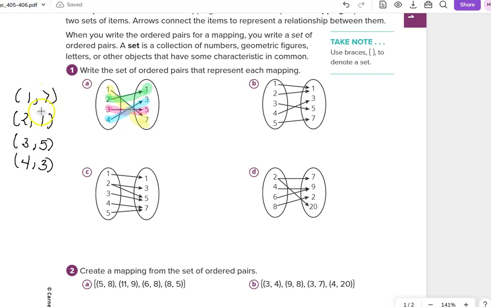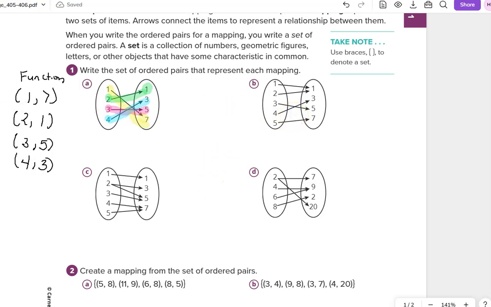I had one number for every input. So 1 was an input, and I only had one number for it. So when I had 1, the answer was 7. When I had 2, the answer was 1. I only had one output for every input. So that means that this mapping represents a function. Okay?